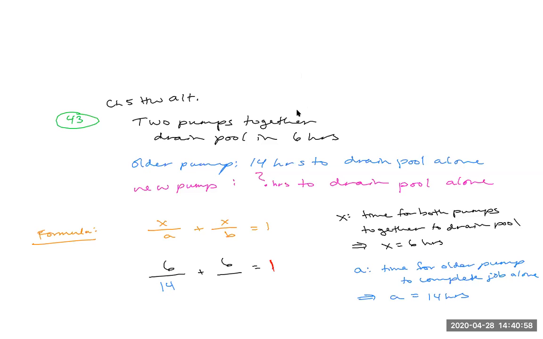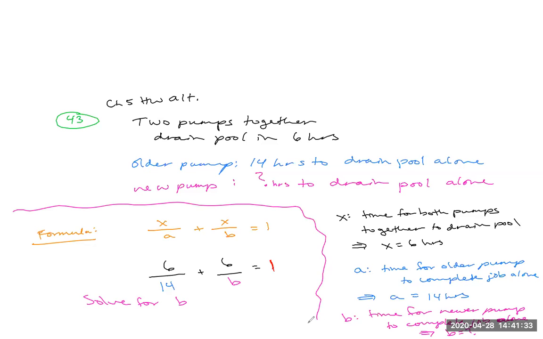And then that gives us the hint for what question mark should be. B, the time for the new pump to complete a job alone. So B in this case is actually the question mark. So we're just gonna leave it as B. Solve for B. Now, this is all you'd really need to show, and I think Alex does it a little bit differently, so you can use that method if you prefer as well.